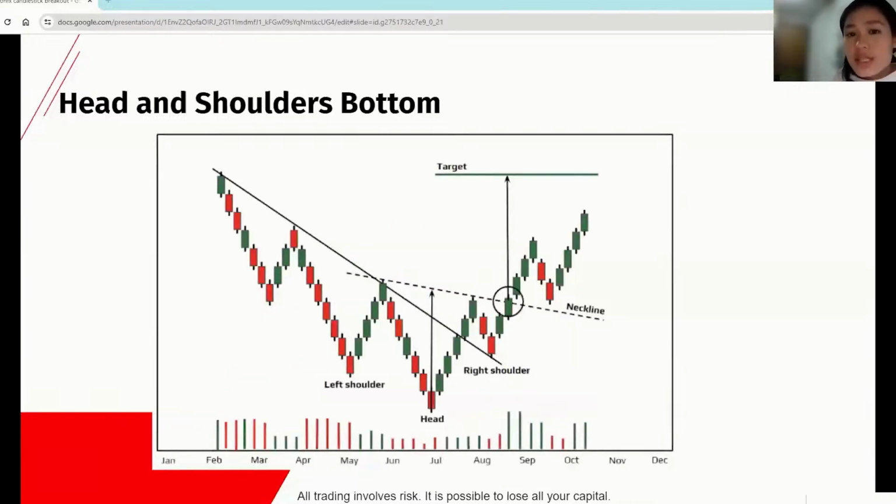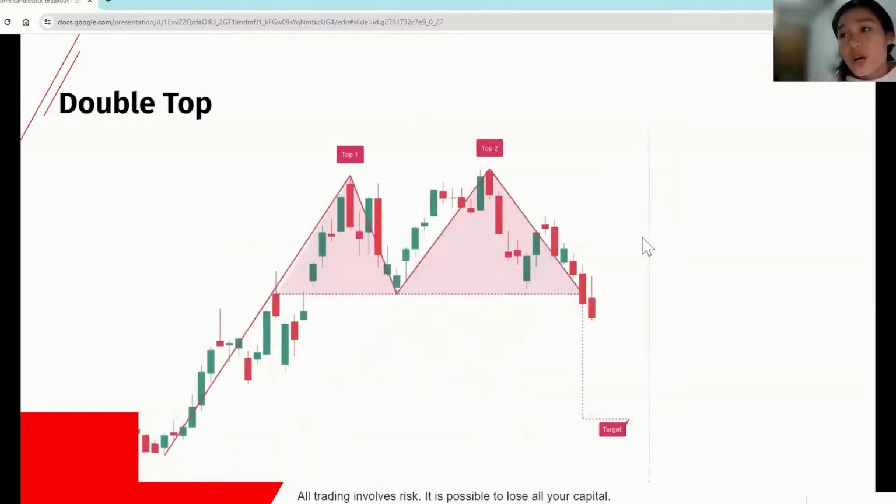Okay, next, let's quickly look at your double top. Your double top is basically a reversal pattern, formed by two consecutive highs that we see here. We have swing high 1 and swing high 2, and they're about the same level. If there's a slight difference, that's okay, but they should be about the same level, and an intermediate low, which would be here, as you can see.